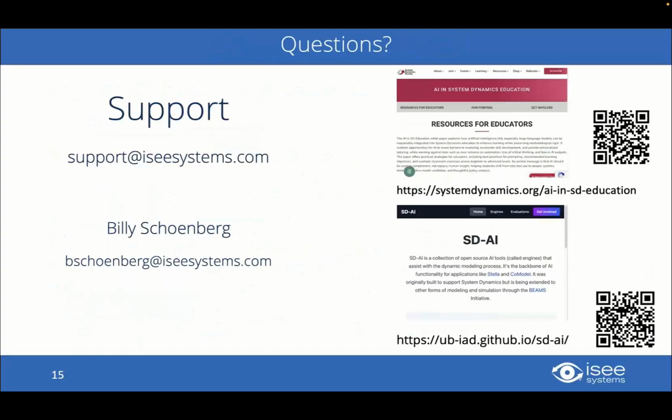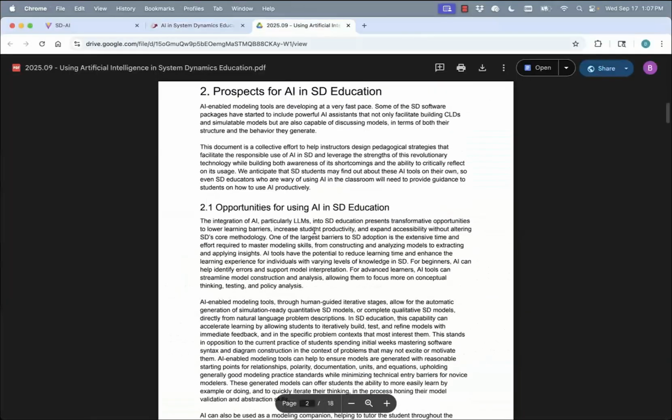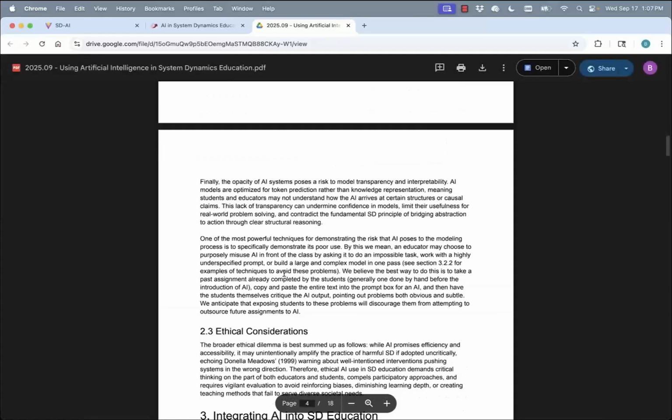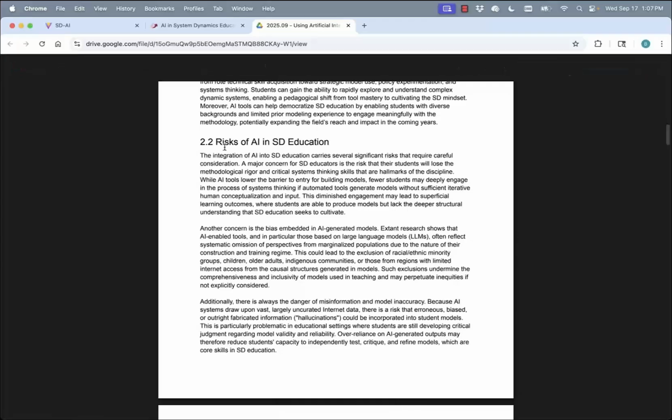Thank you, Billy. The next question is, what are the risks of using AI throughout the modeling process and in using it to interpret the model results? Yes, so this is something we talk about in the document quite specifically. You can see it inside of ethical considerations, and you can also see it in terms of risks of AI in SD education. To me, the biggest one is that people shut their brains off and stop actually thinking. To me, the power of system dynamics is people's ability to think.